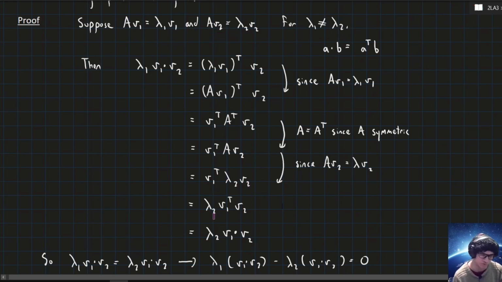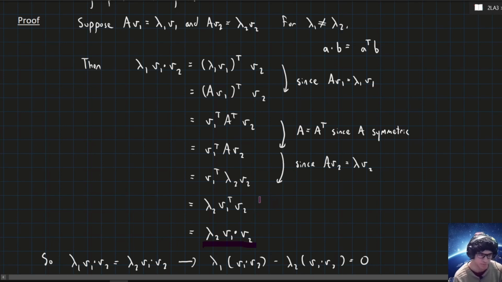Now I'm going to move lambda to the left. Since lambda is a scalar, it's okay to move it around the matrix equation like that. And then I'm going to use this rule again, but in reverse. I have V1 transpose times V2, so I'm going to turn that into V1 dot V2. So what does all this show? It shows that lambda 1 times V1 dot V2 is equal to lambda 2 times V1 dot V2.